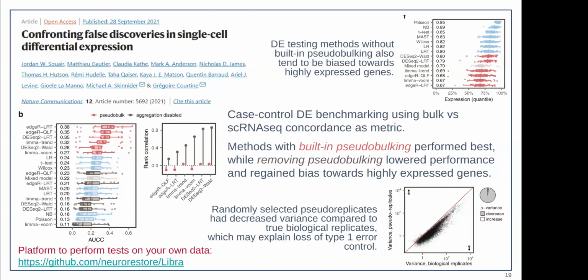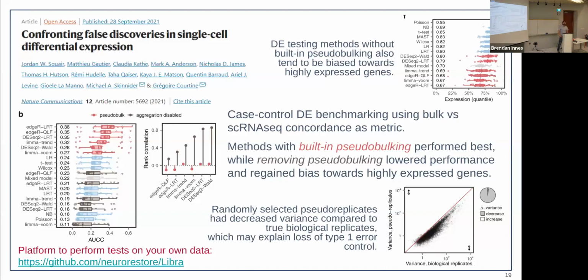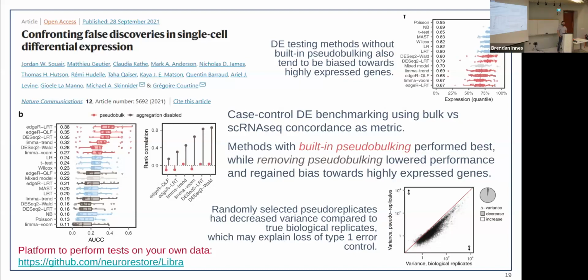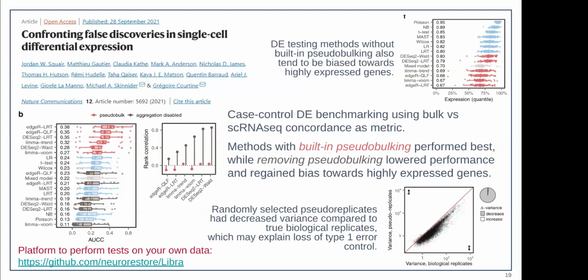And I remember that the amount of autocorrelation was higher in plate-based data sets compared to droplet-based, like 10x. And it always seemed to me that maybe the pseudo-replication bias is more of an issue for plate-based compared to 10x data, but I didn't come across any paper that specifically looked into that.